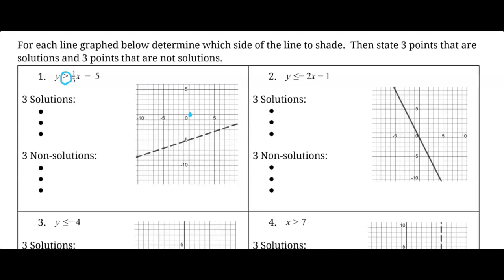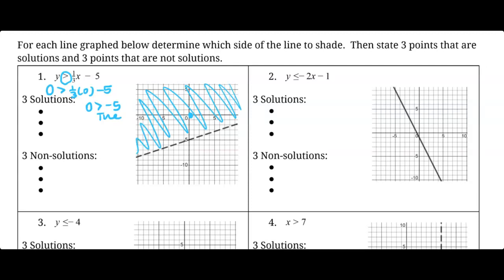I can also use my test point (0, 0) and see that 0 is greater than 1/3 times 0 minus 5, which gives me 0 is greater than -5. That is a true statement. So I'm going to shade that side of my line.